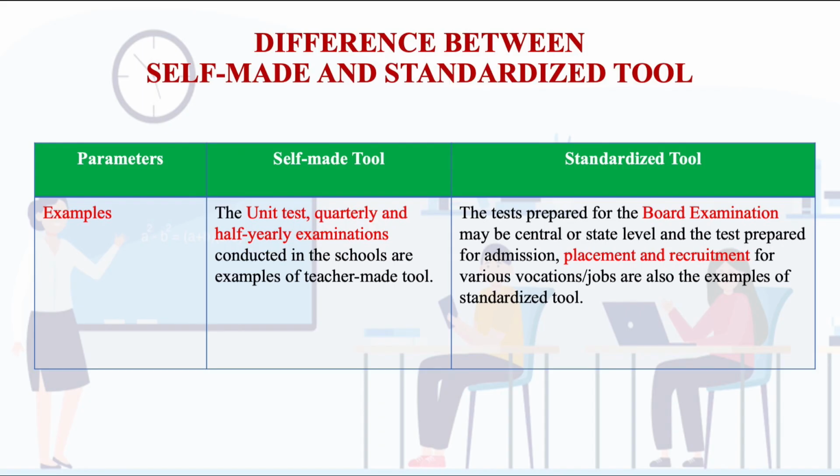Let us go forward. So far as examples are concerned, I have already discussed them when I was discussing the concept of self-made and standardized tools. We can say that a unit test is an example of a self-made tool, a quarterly examination or quarterly test is also an example of a self-made tool, and half yearly examinations are also examples of a self-made tool. But so far as a standardized tool is concerned, the tool prepared for the board examination, whether central or state level, and the test prepared for placement and recruitment for various vocations or jobs are also examples of standardized tools. So here two examples are there: one is preparing the board examination question paper, and the other is preparing a test for placement and recruitment purposes. So these are used in different fields and different aspects.